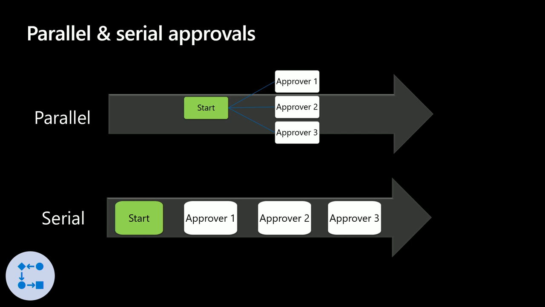All right, just real quick, level set here on parallel versus serial approvals. Parallel is you start the workflow and the approval email goes to all the approvers at the same time. And serial is you start the workflow, it goes to the first approver, and then if they approve, it goes to the next approver. If they approve, it goes to the last one.